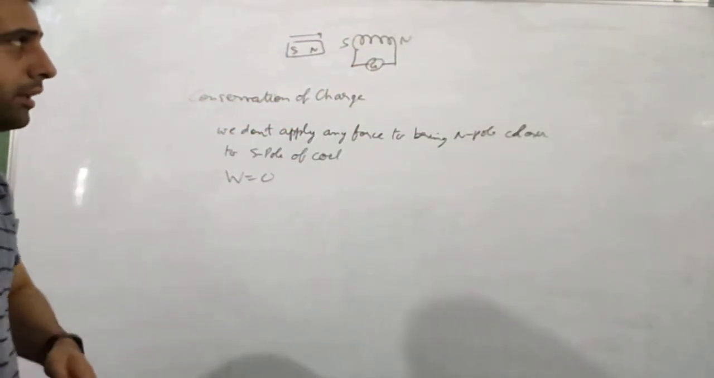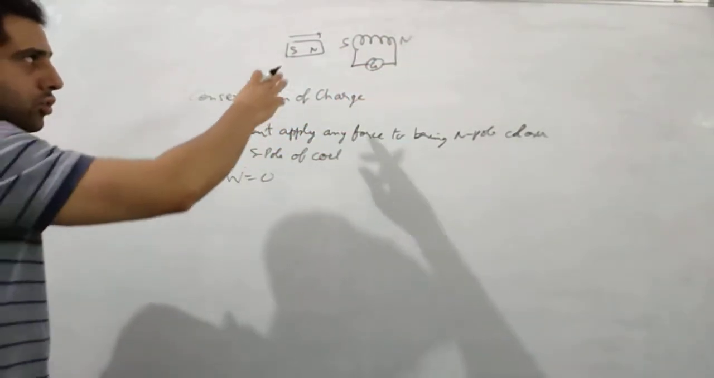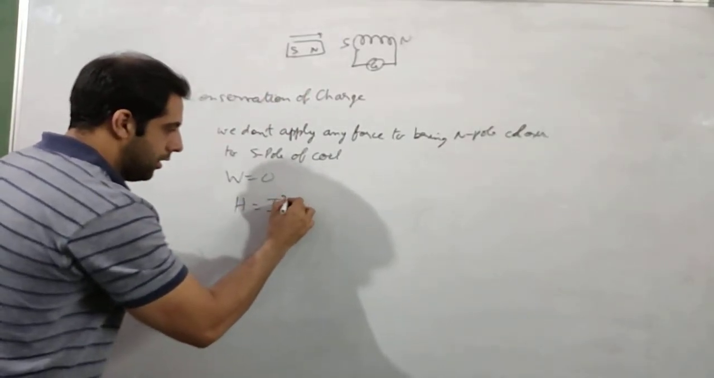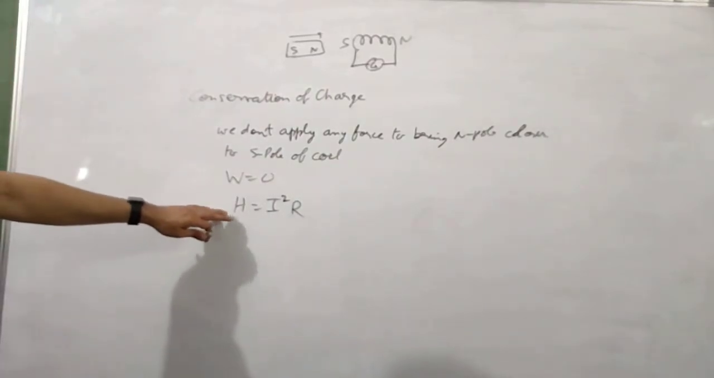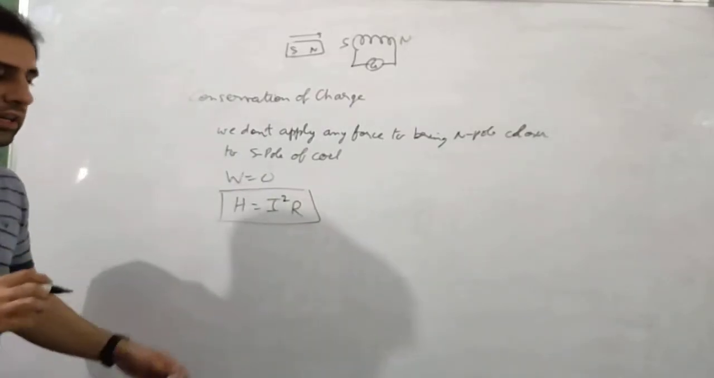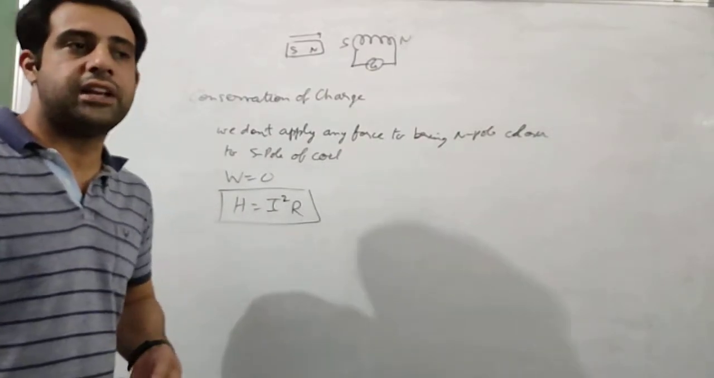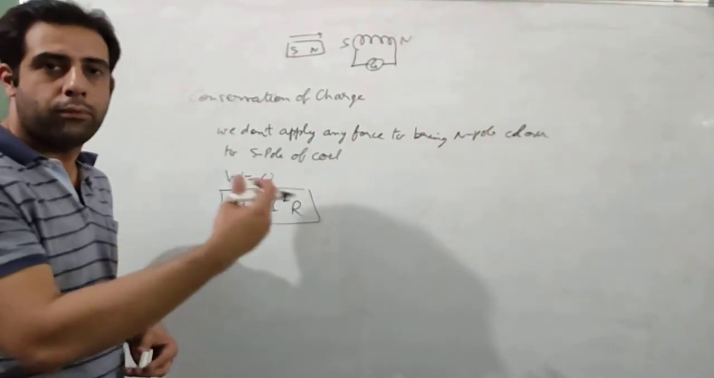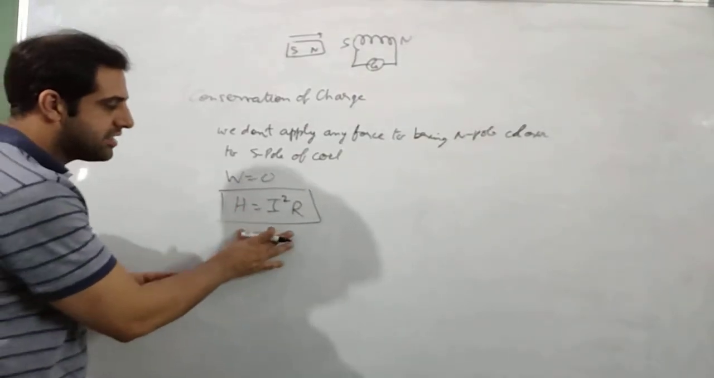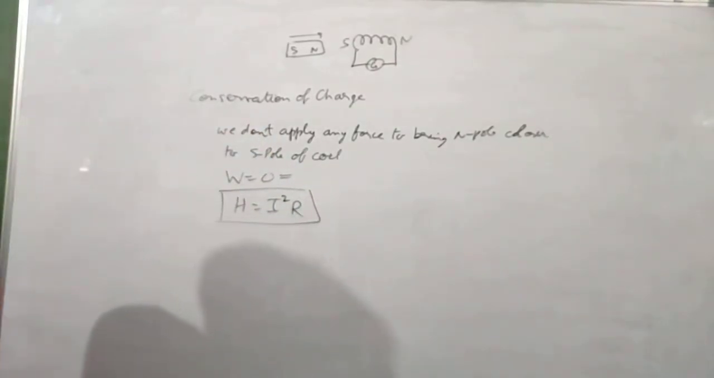Now we also know that whenever current is flowing in a conductor, some heat will be generated. So here also heat will be generated, equal to I square R. Now, where is this heat coming from? We cannot create this heat. We know the conservation of energy: we cannot create energy, energy has to be transformed from one form to another. So what is transformed into this heat? Where is this heat energy coming from, even when the work done by us is zero?